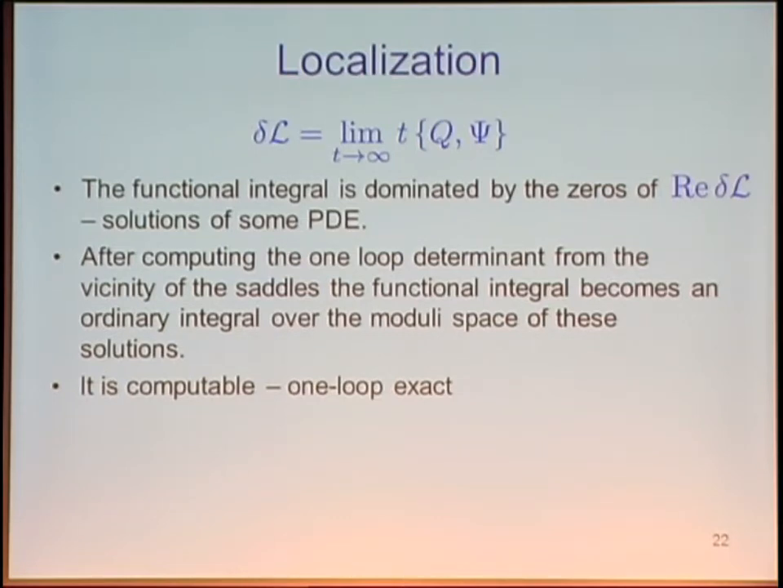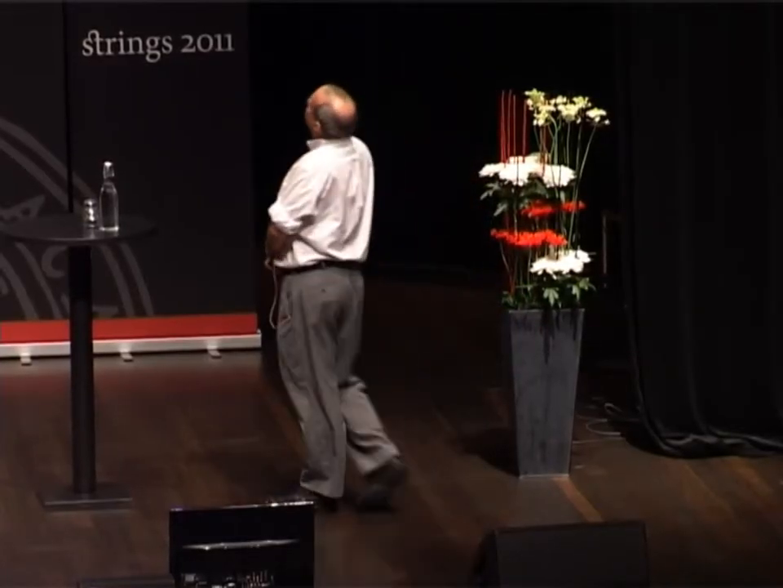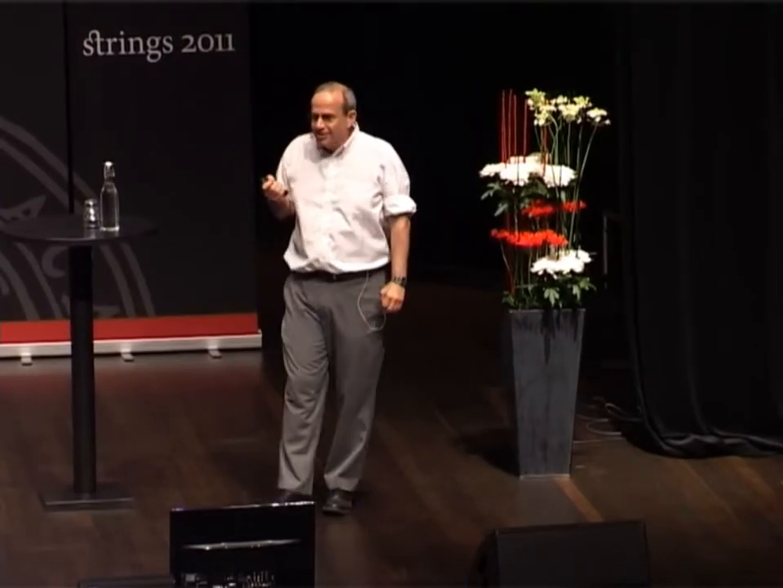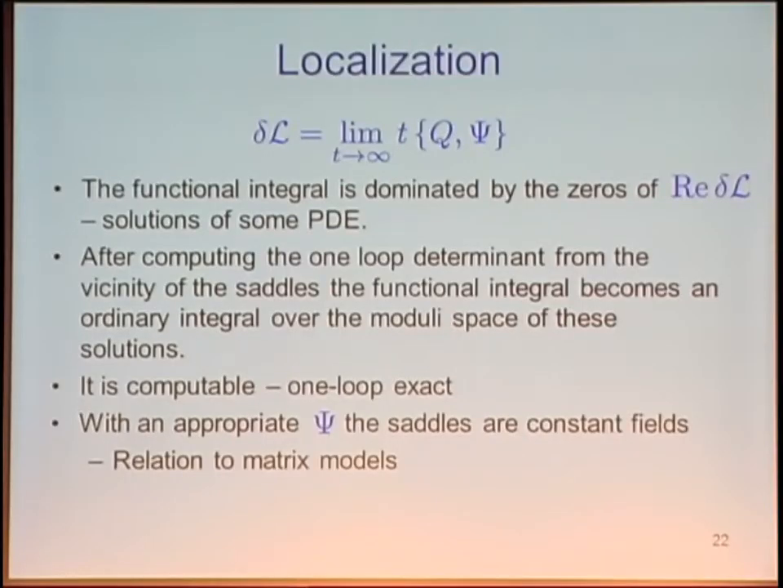And the way I outlined the computation of the trace for S3 cross S1, where we do the computation at short distance and we learn what happens at long distance, is really a manifestation of this thing. Now, with an appropriate psi here, the PDE is very simple, and the solutions of the PDEs are just constant fields. And then the integral over the moduli space of the PDE becomes an ordinary integral. And I'll soon show an example where the complicated functional integral becomes just a matrix model. These are the only modes which really are relevant in the end.